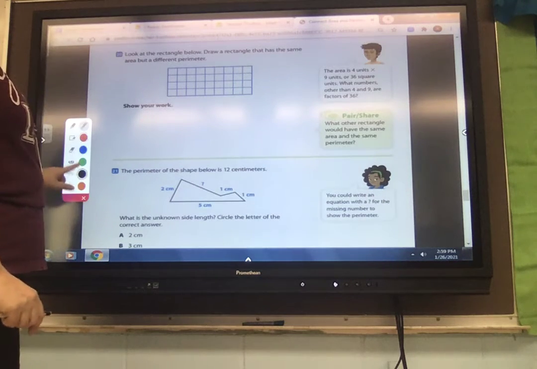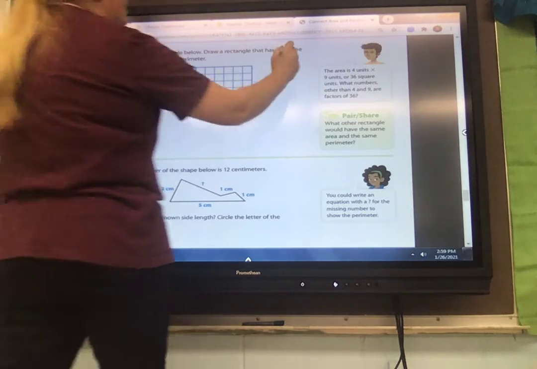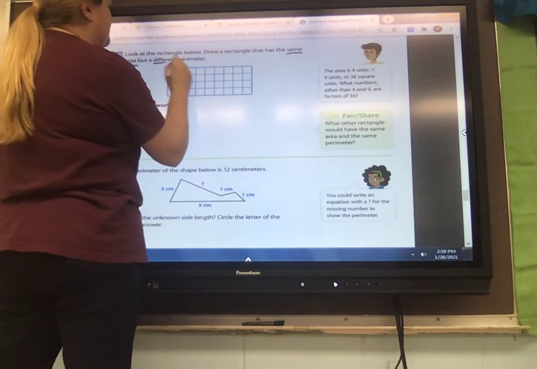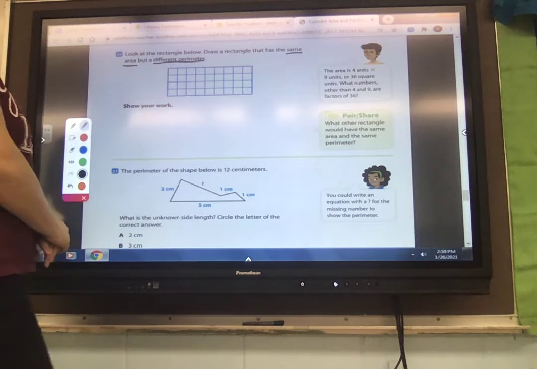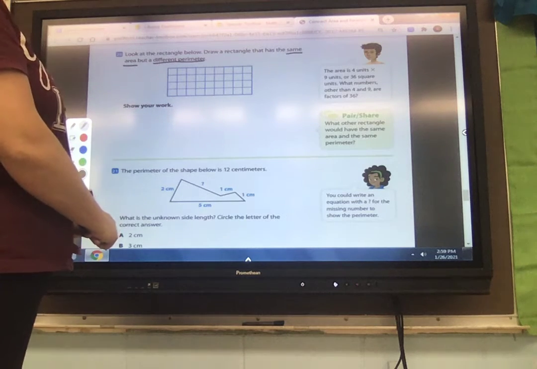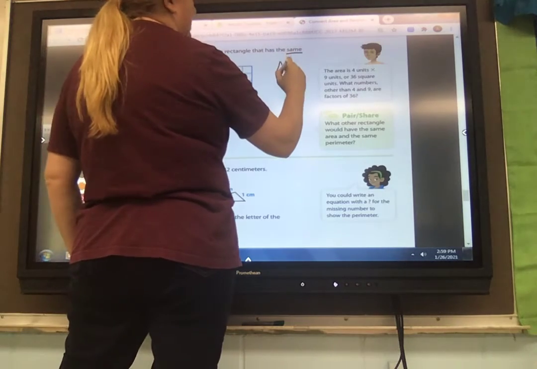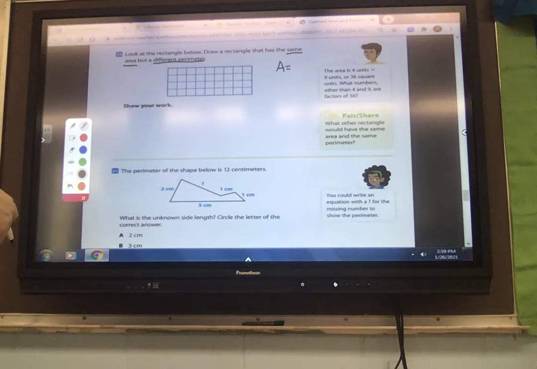It says, look at the rectangle below. Draw a rectangle that has the same, underline same area, but different perimeter. Underline same area, underline different perimeter. Okay? So let's figure out what our area is first. Area equals. We can't draw a rectangle if we don't know what our area is.